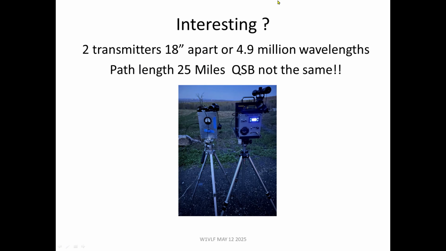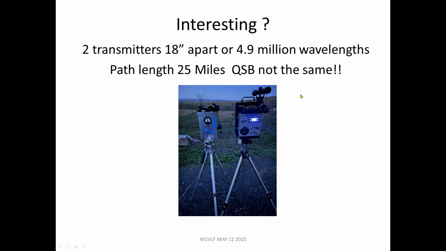And this was interesting. So here's Fred's transmitter. He uses the little PWM modulator to come up with his tone, and so you're able to play 600 hertz or 16 kilohertz, whatever it is. But I wanted to show you, here's two transmitters. They're 18 inches apart, right? And just as a joke, I figured out something: 4.9 million wavelengths apart. This is a path from Fox Hill in Connecticut, 25 miles away.